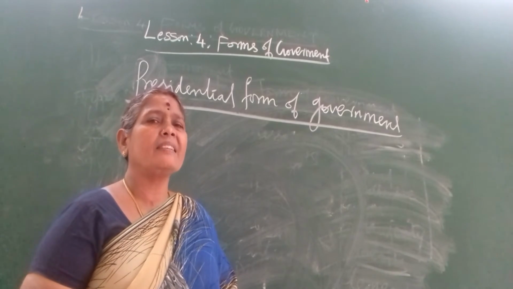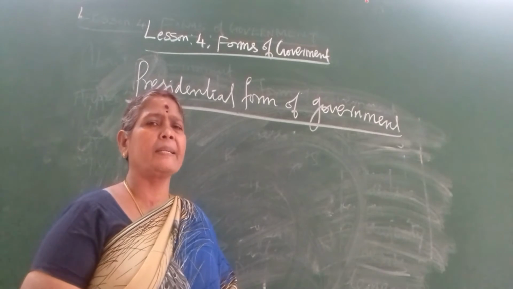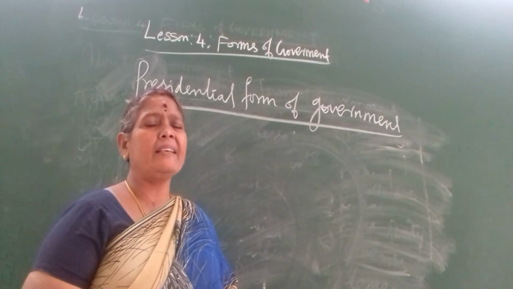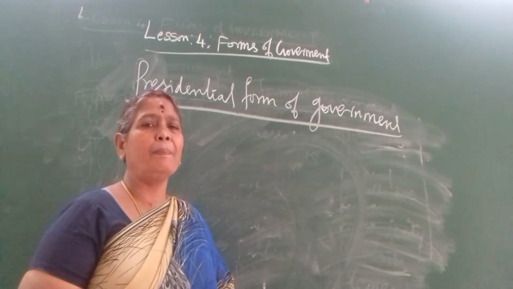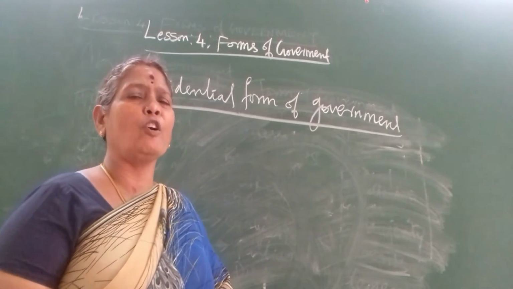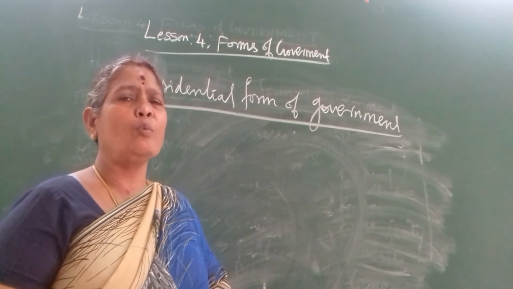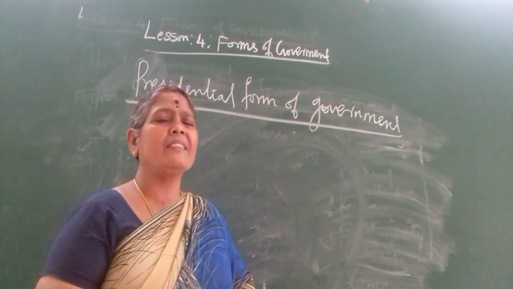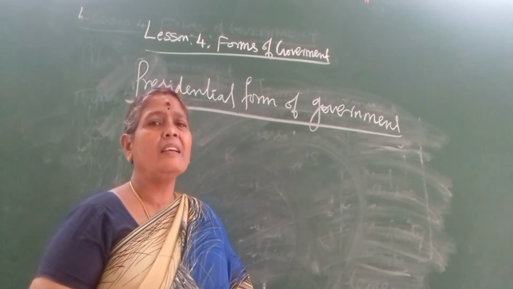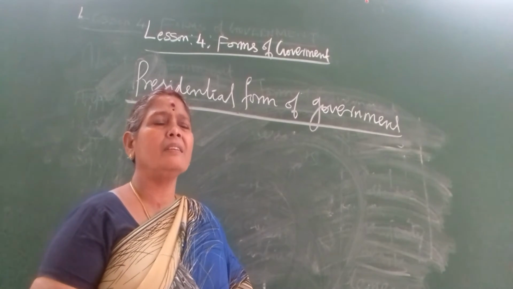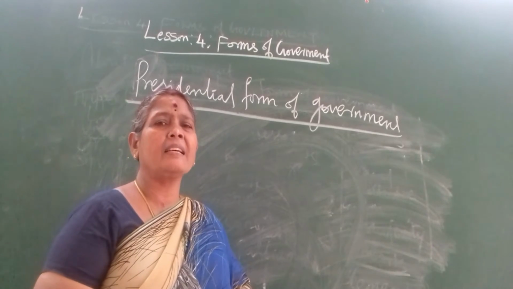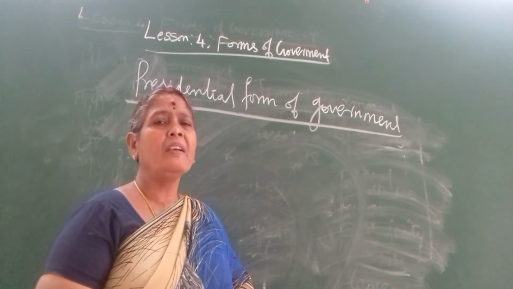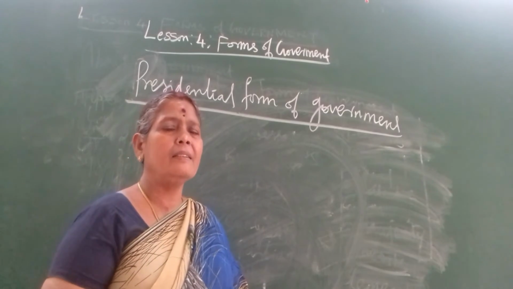Next, what are the countries where such a type of government is provided? We say USA, Russia, Sri Lanka, Brazil. We find such a presidential form of government there. Now I give you children one task to do yourself. Who are the present presidents in these countries? You have to collect that information. You know, recently in the USA election, Joe Biden became president instead of Trump. Like that, you collect the president's name.